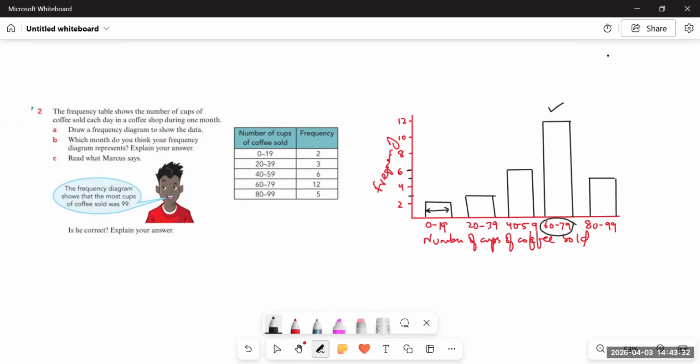And then it says, read what Marcus says. The frequency diagram shows that the most cups of coffee sold was 99. No, it's incorrect because the most number of cups of coffee sold was between 60 to 79, because the highest frequency tells us which number of cups were mostly sold. So it will be 60 to 79, not 99. 99 cannot be the answer.